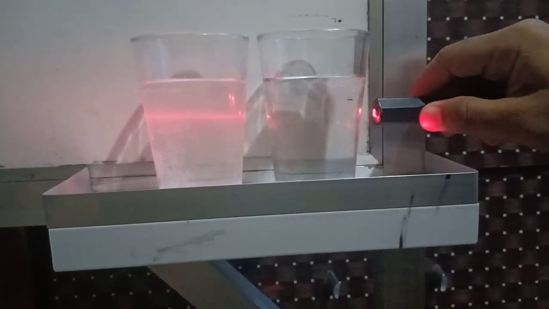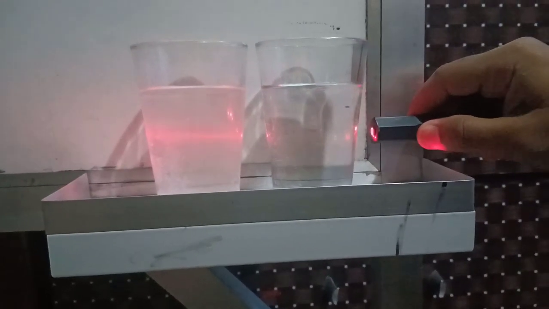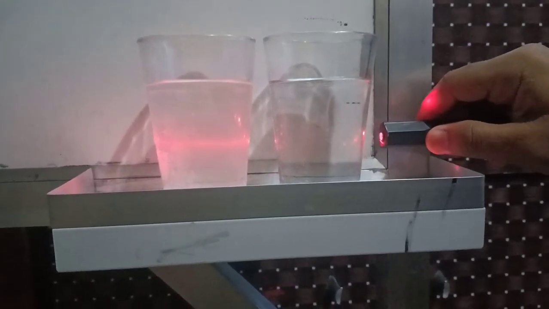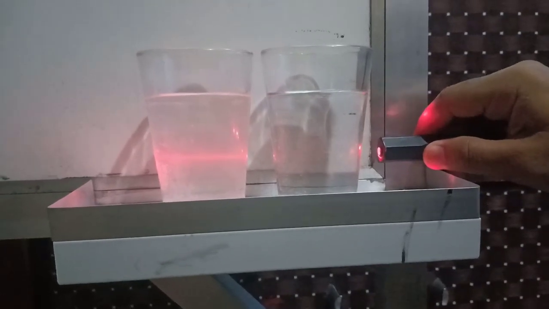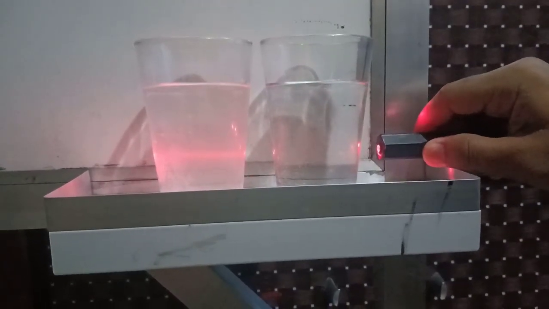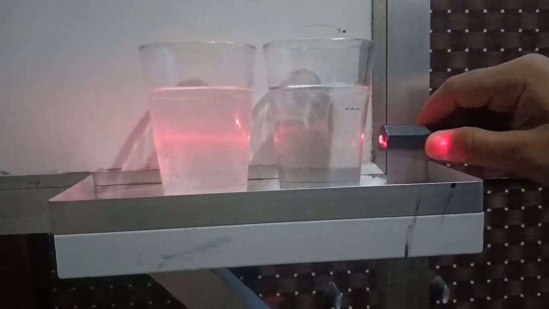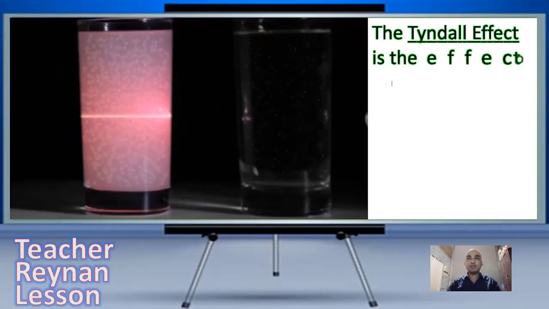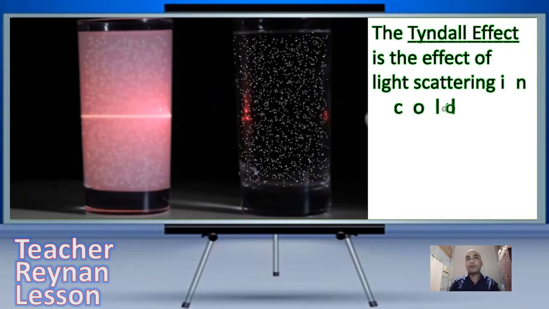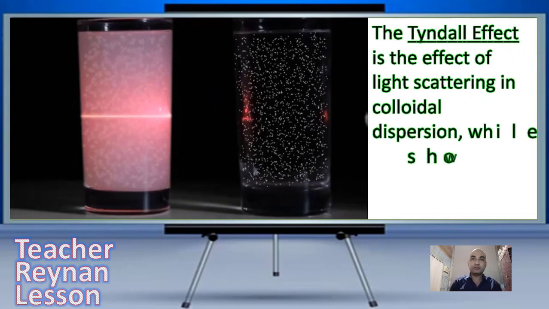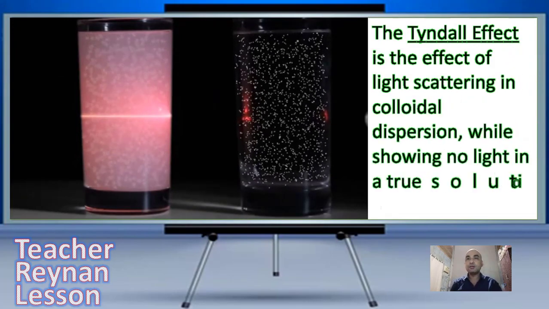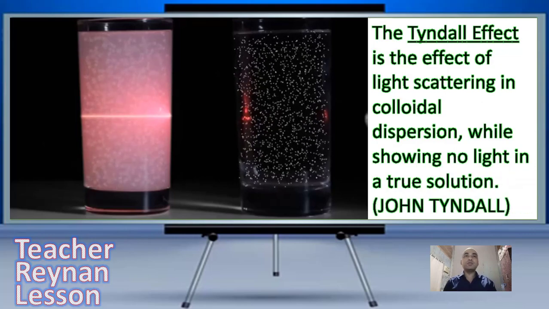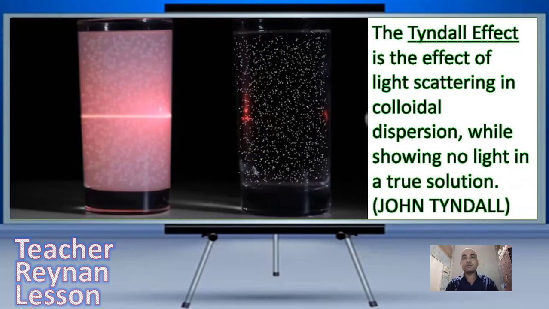Evidently, yes, the path of the light is visible due to colloidal particles in a mixture, and the scattering of light in a colloidal mixture is called the Tyndall effect. The Tyndall effect is the effect of light scattering in colloidal dispersion, while showing no light in a true solution. The effect is named for the 19th century British physicist John Tyndall, who first studied it extensively.